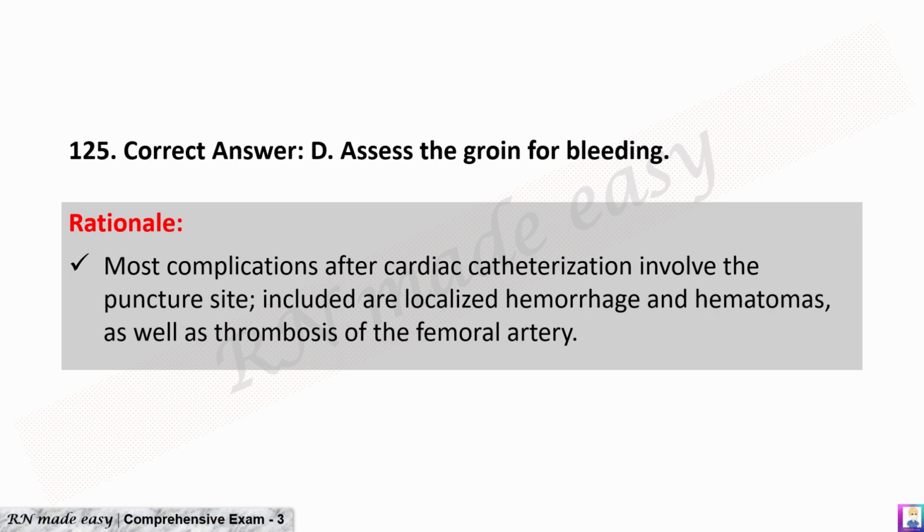The correct answer, D. Assess the groin for bleeding. Rationale. Most complications after cardiac catheterization involve the puncture site, included are localized hemorrhage and hematomas, as well as thrombosis of the femoral artery.